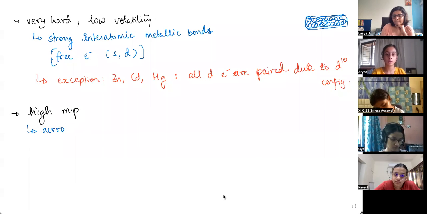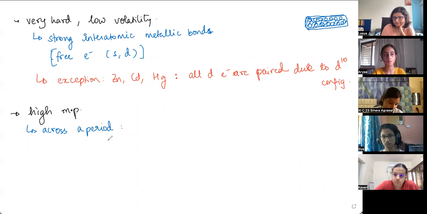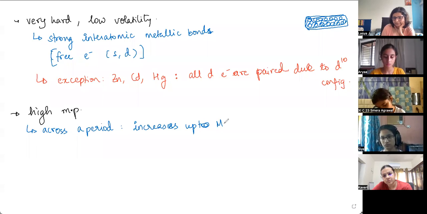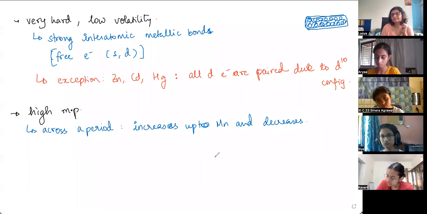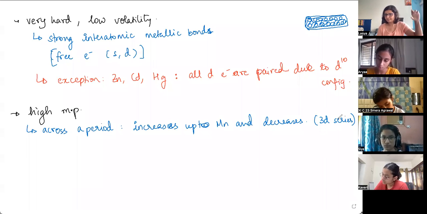Increasing. Yeah, increasing. Continuously? I don't know, there might be some anomalies, but it changes. Yeah, for transition metals, there might be. It increases up to manganese and then decreases again. This is specific to the 3d series, the topmost. Which element is after manganese?